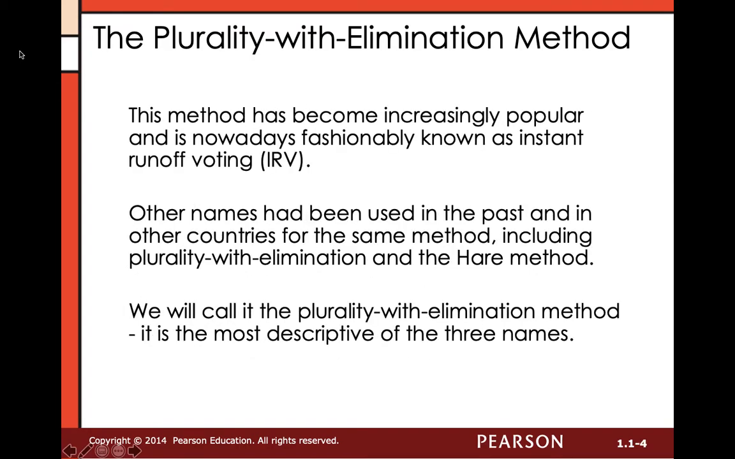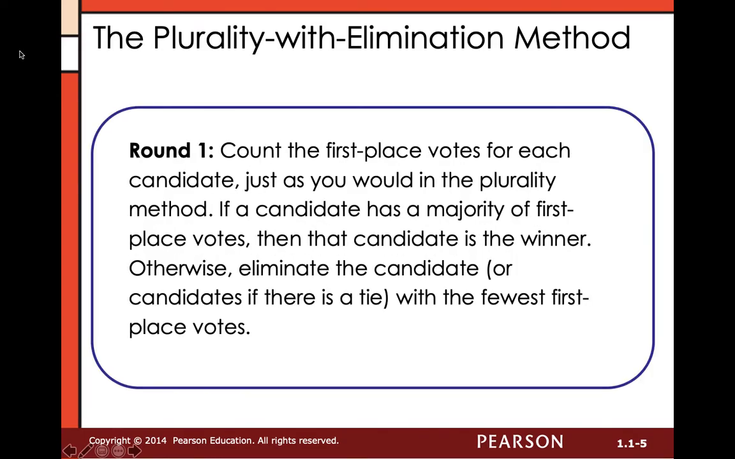This method has become increasingly popular, nowadays fashionably known as instant runoff voting, or IRV. Other names that have been used in the past in other countries include plurality with elimination and the Hare method. We're going to call it plurality with elimination as opposed to the other names for it, just because it describes best what it does.